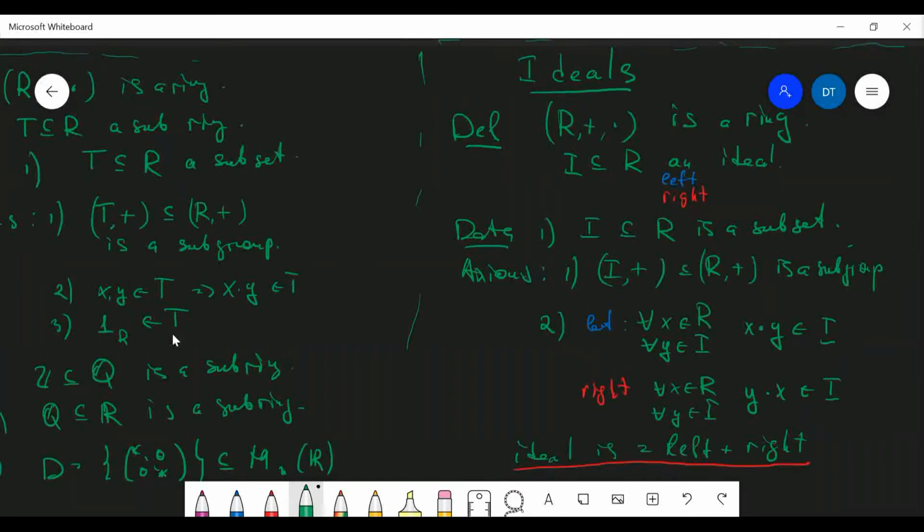But in contrast, here we have additional property. We want the identity element to be inside the subring. And here we have no such an assumption.